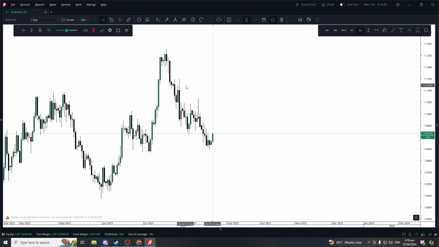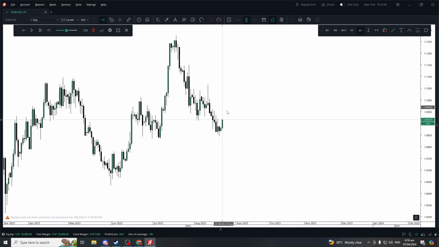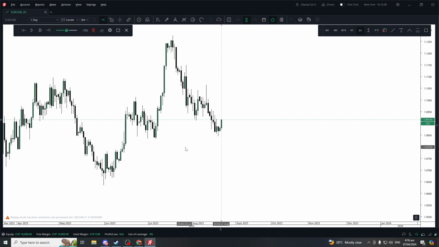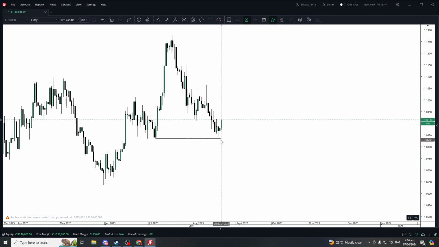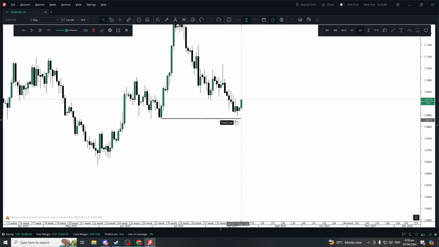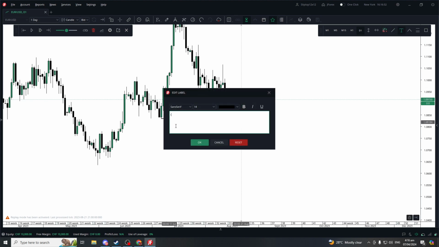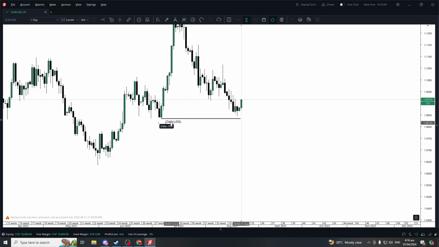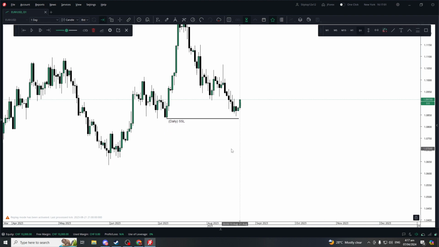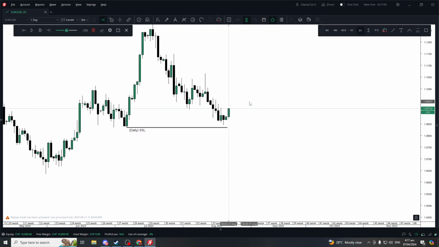We are seeing a bearish momentum, and first thing that I notice, we have this swing low right here. So this is basically the daily sell side liquidity. Okay, here what do we have?